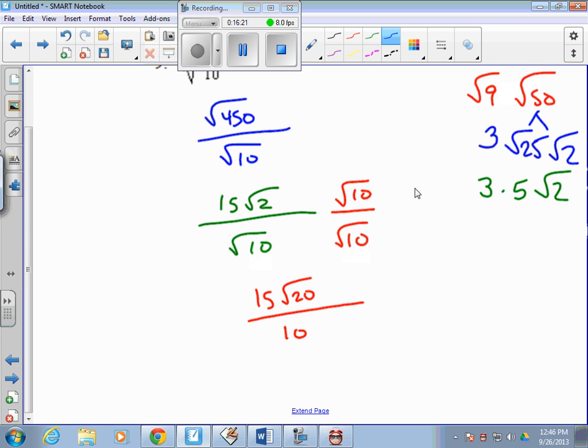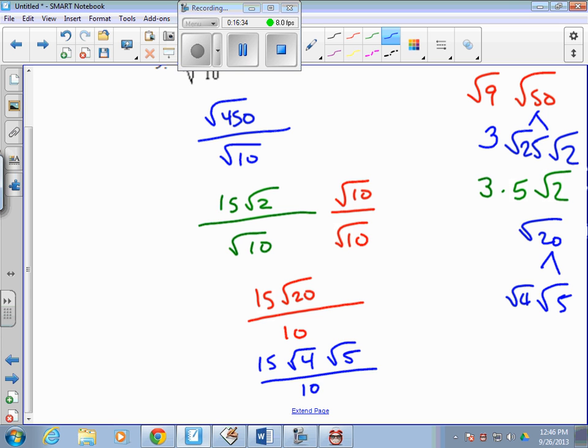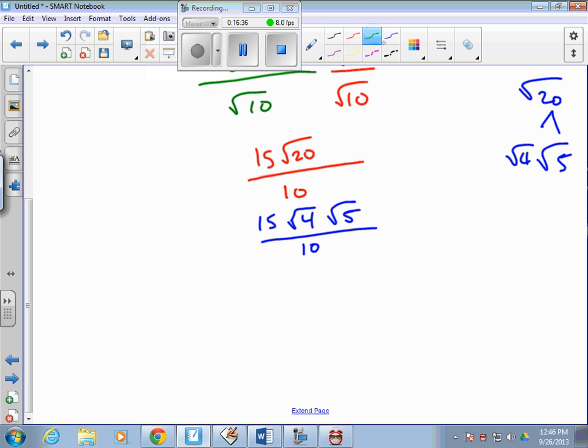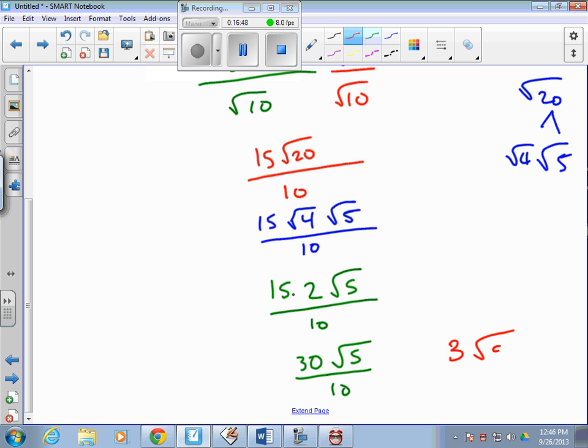From there, we can break down the square root of 20 again. We know the square root of 20 breaks down into the perfect square 4 times 5. So you have 15 times the square root of 4 times the square root of 5 over 10, or 15 times 2 times the square root of 5 over 10. 15 times 2 is 30 times the square root of 5 over 10, and 30 divided by 10 is 3 times the square root of 5.